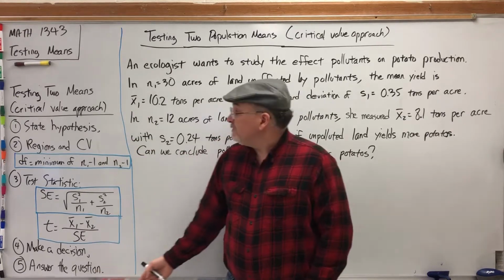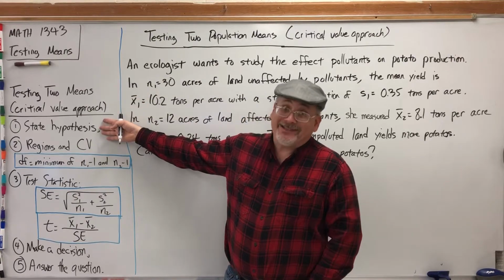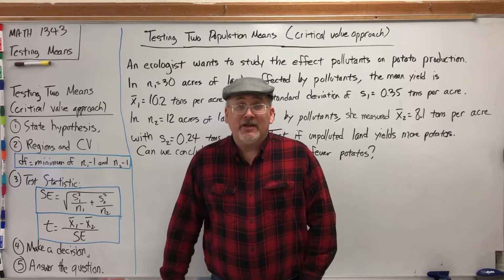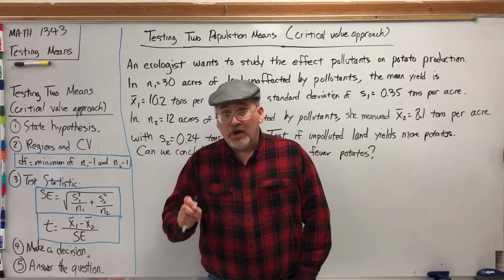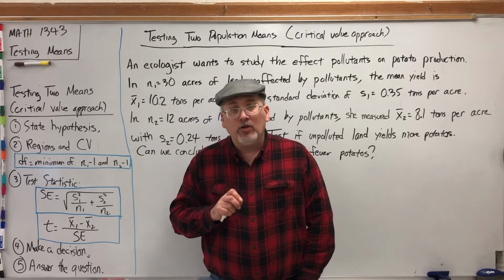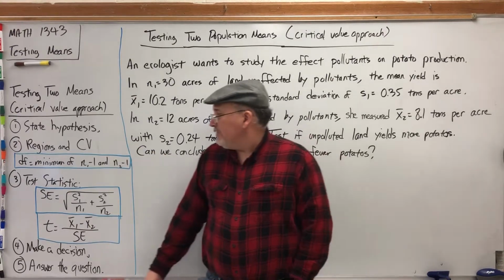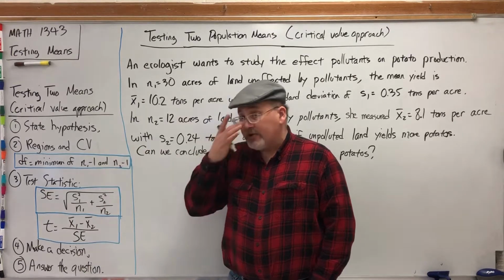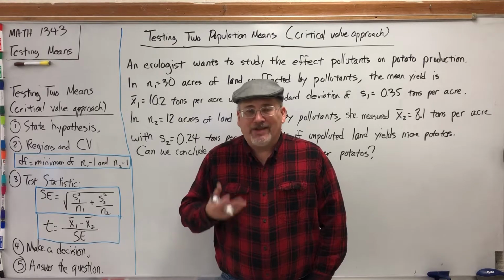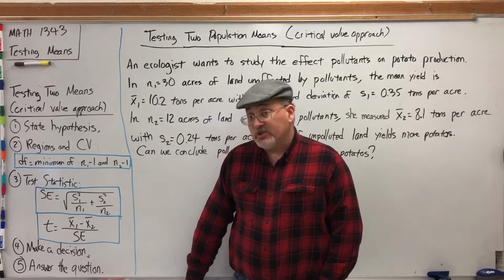For testing two means using the critical value approach, our first step, as expected, is still to state the hypotheses. But because we're testing two means, there will be two mu's, mu1 and mu2. And our hypotheses will be comparing whether or not they're equal or whether or not one of them is greater than the other. Our second step, finding the regions in the critical value or values, is the same as before. The significance level will represent the area of the tail or tails as dictated by the alternative hypothesis. And we will use the t-distribution.